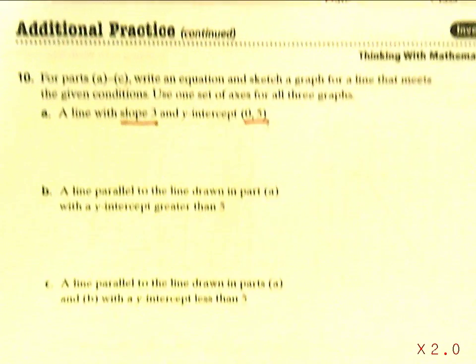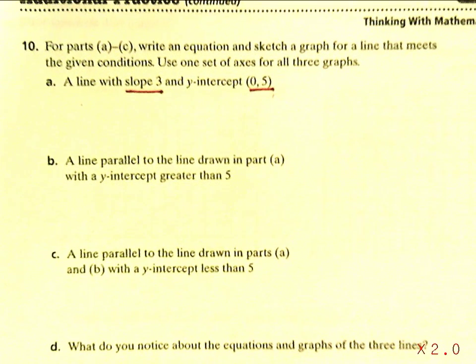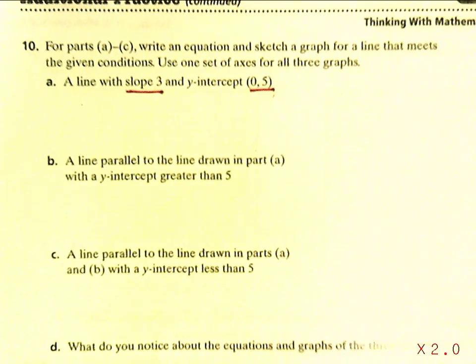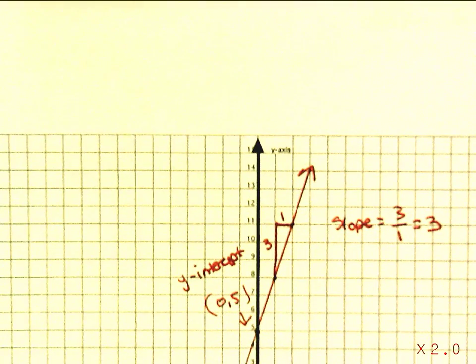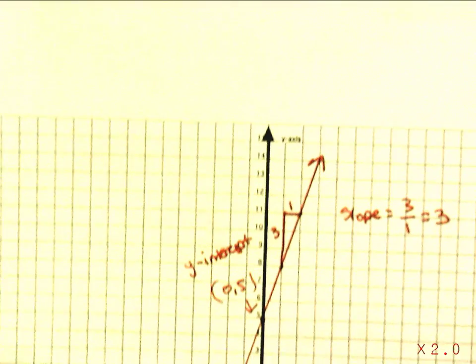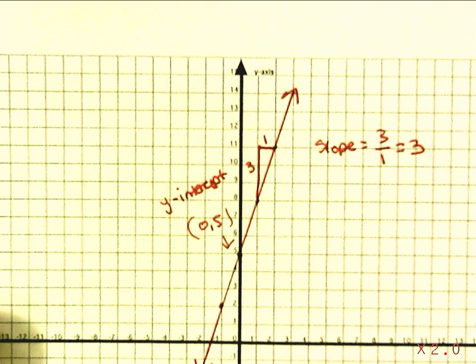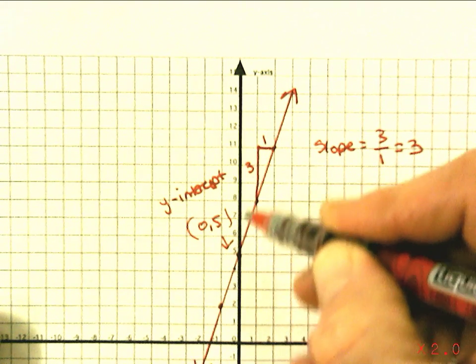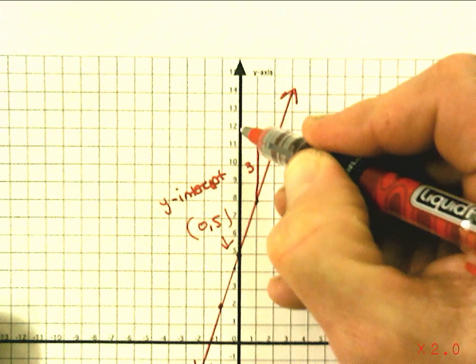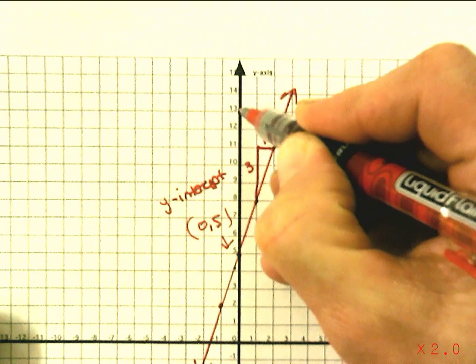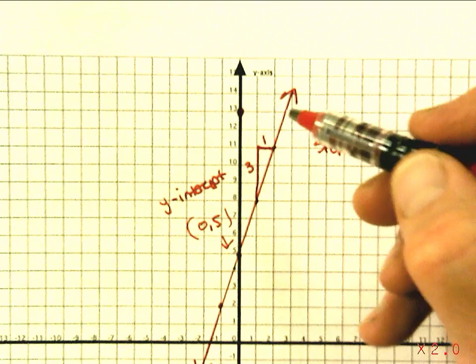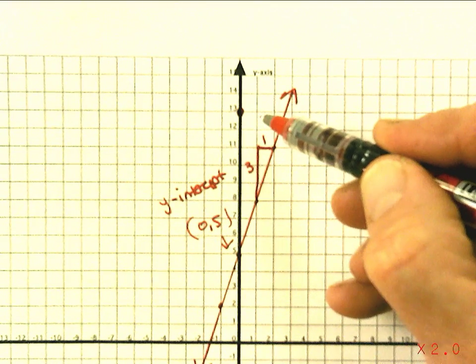And then it says a line parallel to the line drawn in part A with a y-intercept greater than 5. So we want a line that's parallel to this one and the y-intercept greater than 5. There's a whole bunch of lines that would be true for. We could pick anything as long as the y-intercept is greater than 5, so I'm going to go way up here to 13. My y-intercept is much higher, and for it to be parallel means it would have the exact same slope as this one.